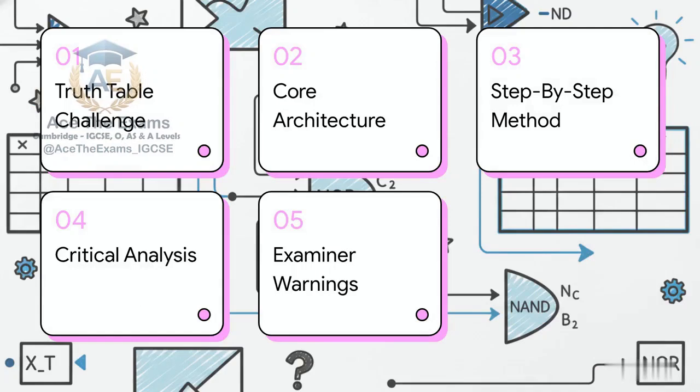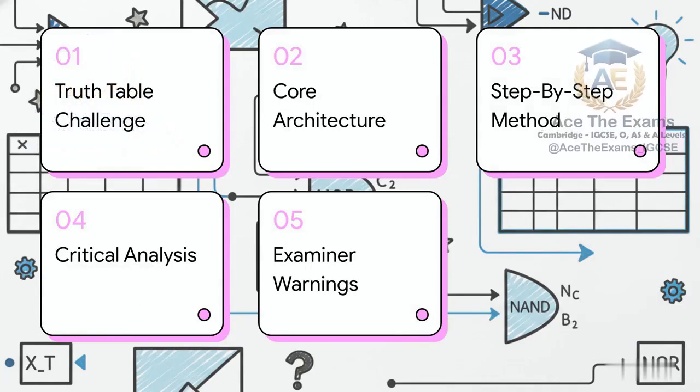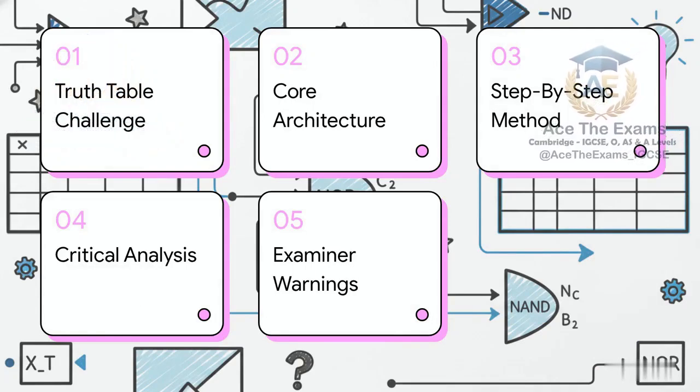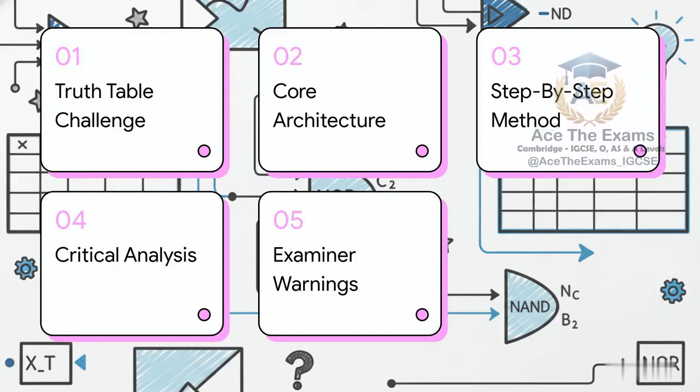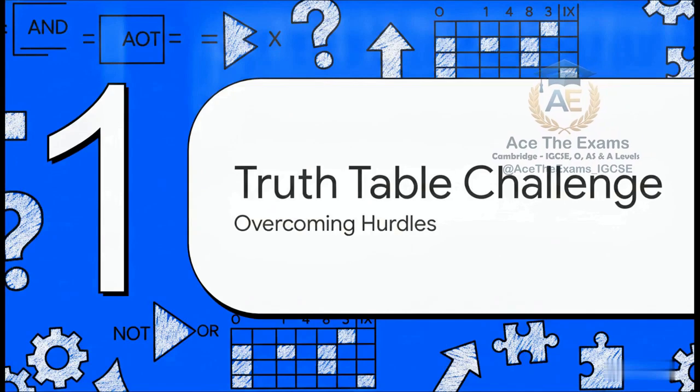Here is our blueprint for today's dig. We'll start with the truth table challenge, move into the core theoretical architecture, break down the step-by-step method, jump into critical analysis and evaluation, and wrap up with the top 3 examiner warnings. Section 1. The Truth Table Challenge.